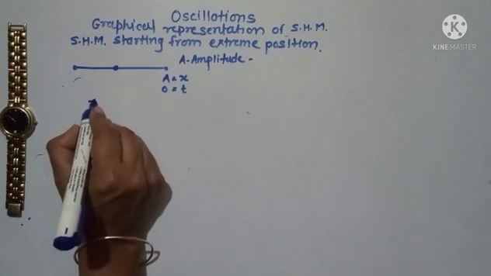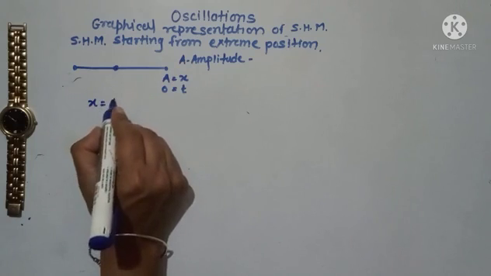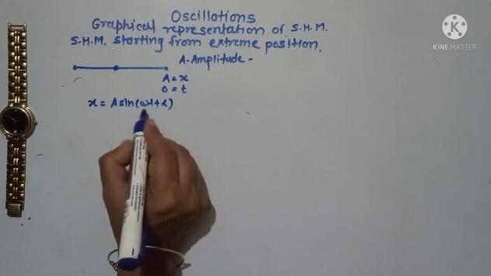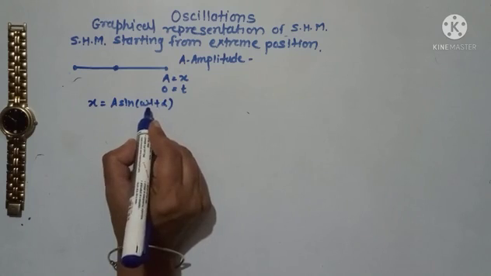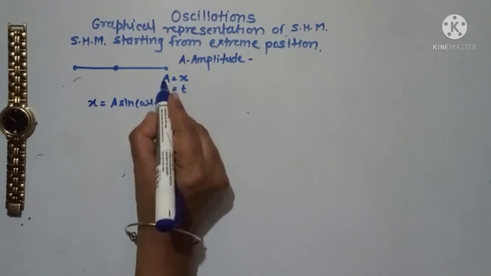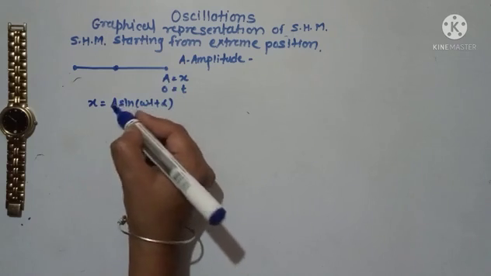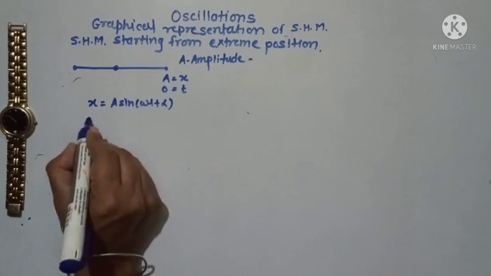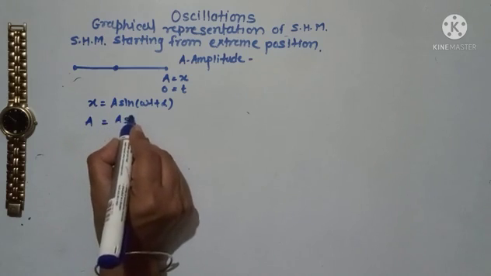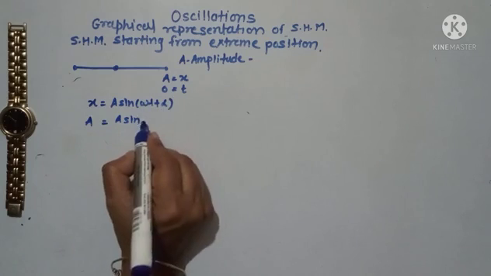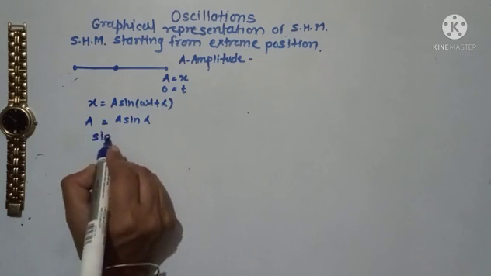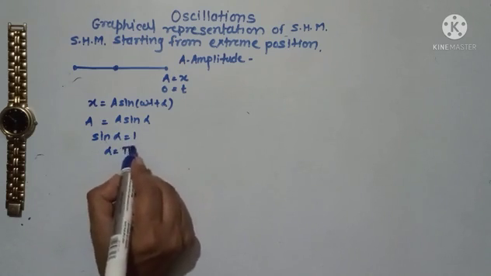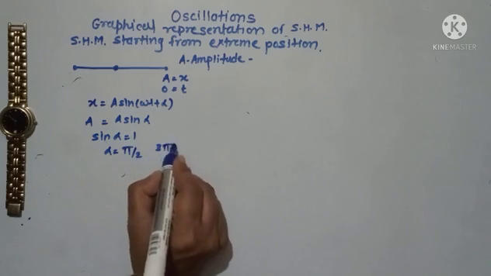Now we know that the general equation for the displacement is x is equal to a sine of omega t plus alpha. Now if we put the value of t is equal to 0 and x is equal to a, we are going to get the equation for the displacement starting from the extreme position. So let us put these values. x is equal to a, into a sine of omega t, this will become 0, so alpha. So we can say that sine alpha is equal to 1. When sine alpha is equal to 1, alpha can take the values of pi by 2 or 3 pi by 2 and so on.